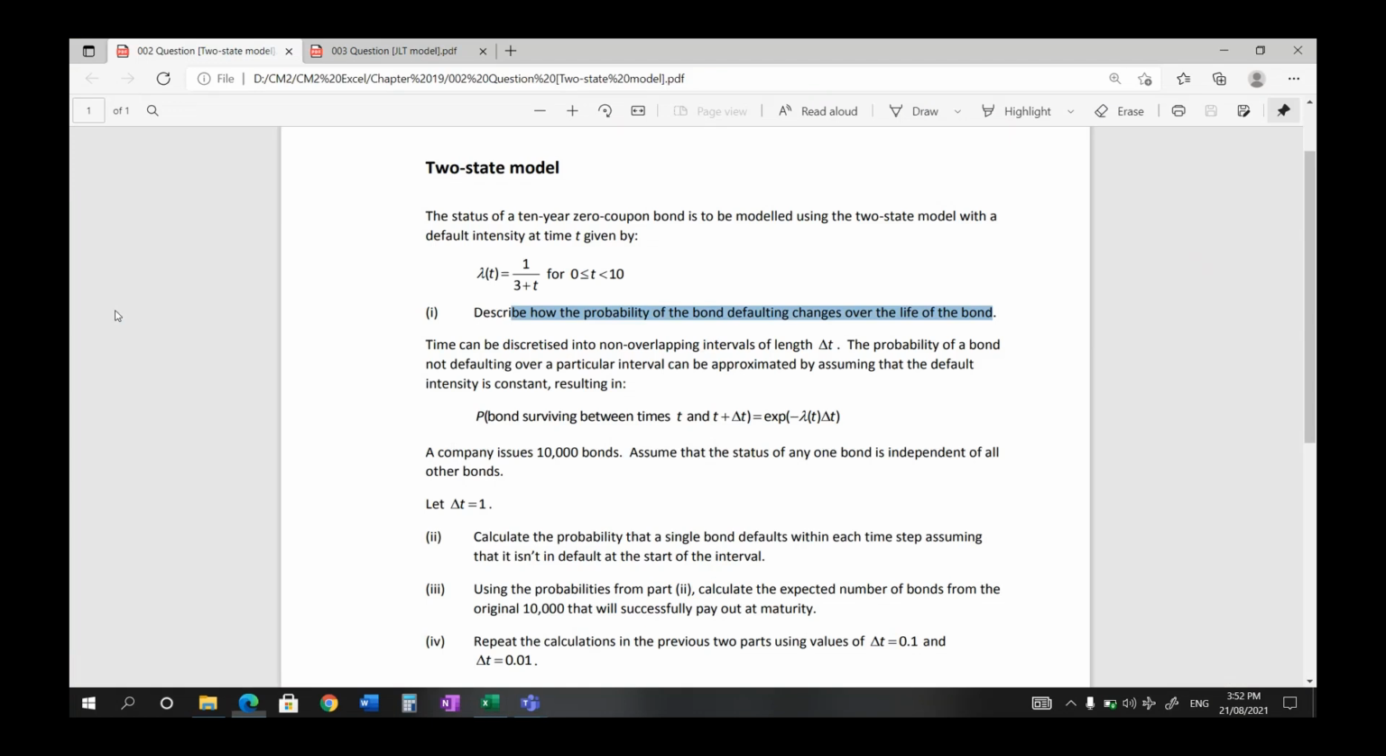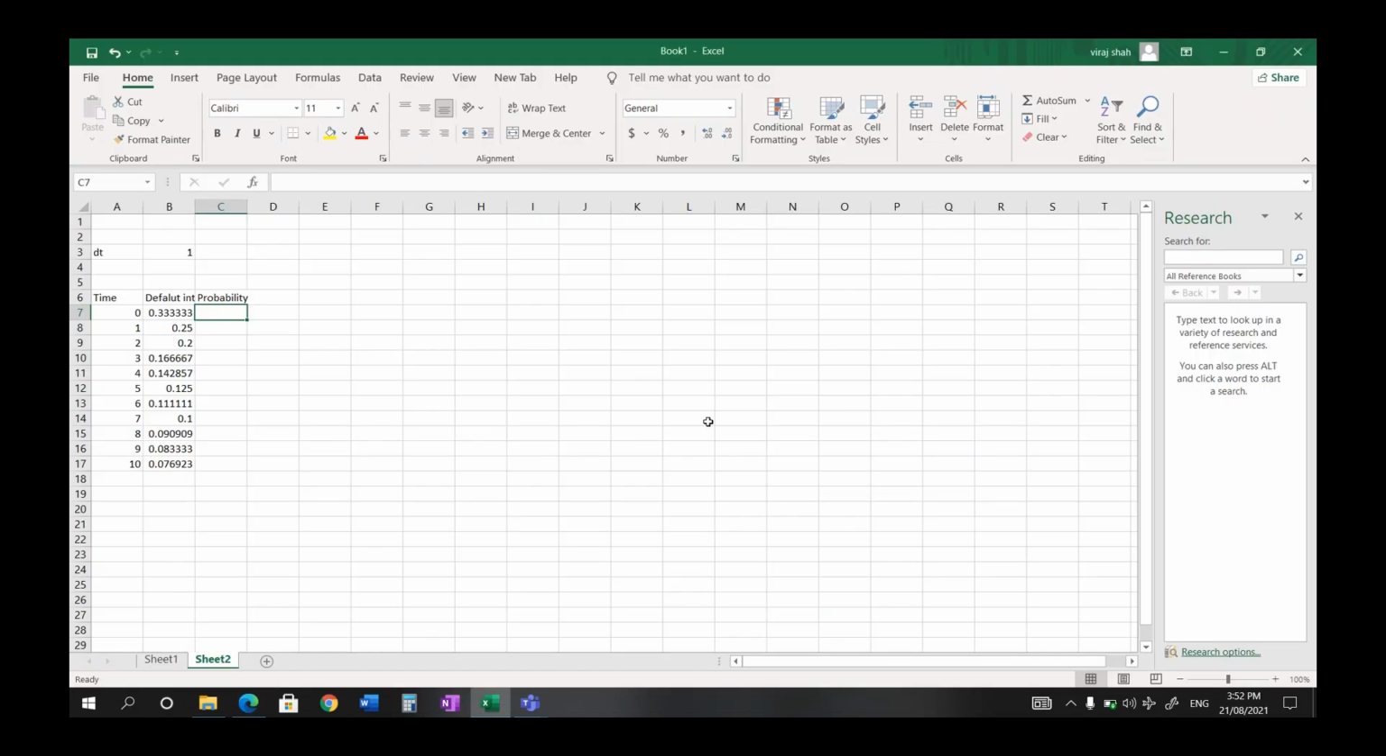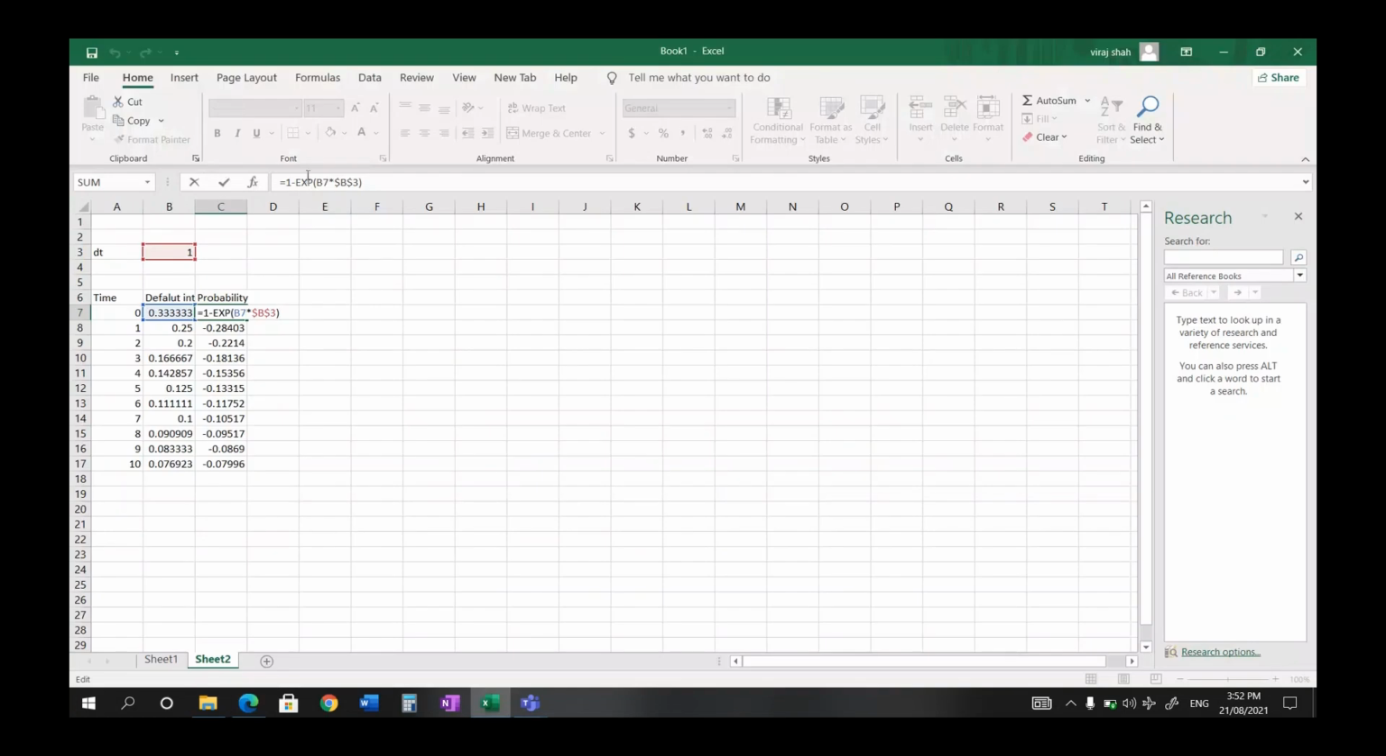Here is written the probability formula. It is e raised to minus integral of lambda t dt. This is the probability of the bond surviving. So the probability of default would be 1 minus the same formula, e raised to minus integral of lambda t dt. I have calculated it here. So you can see, why did the probability come out negative? E raised to minus lambda t dt. Sorry, my bad.